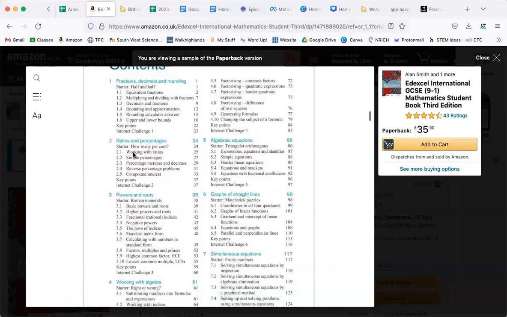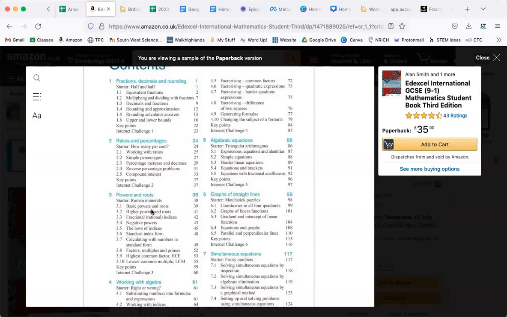Then we have ratios and simple percentages. Percentage increase and decrease: that is things like the interest on a bank account, or if you buy a car, how much it depreciates by. Reverse percentage problems: say you pay so much money for it and it was on discount, how would you work out its original cost? And compound interest. So really real life maths that every person encounters in their adult life.